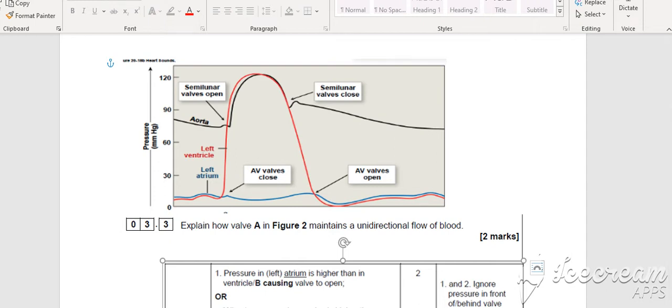Question 3.3 is all to do with how valve A, which is the atrioventricular valve in Figure 2, the diagram of the heart, maintains unidirectional blood flow. So this is where we need to think about the pressure changes in the chambers and how the valves help control the blood to flow in one direction.